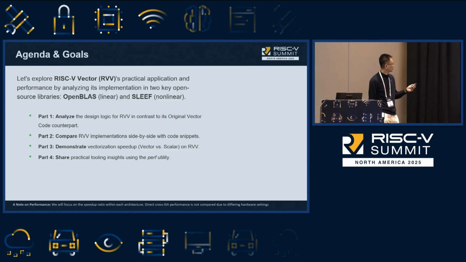First, I will go through the RVV design logic, some ideas about using RVV in writing the AI operators. Then I will bring up the main part, which is the comparison of using RVV and scalar in OpenBLAS and the SLEEF library. Finally, I will touch a little bit on perf.